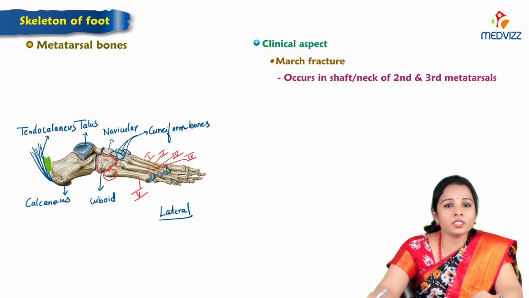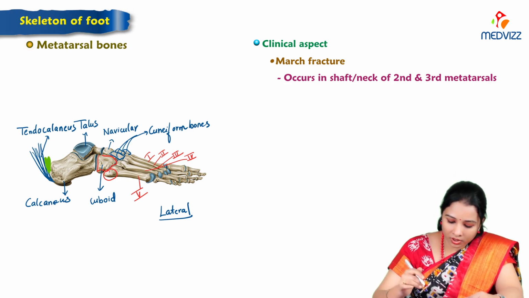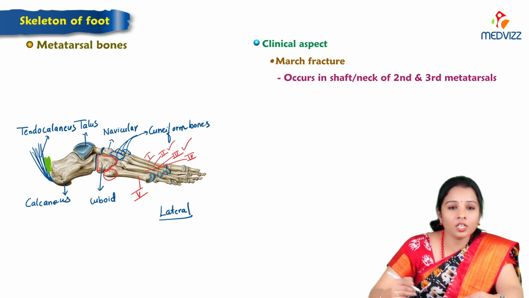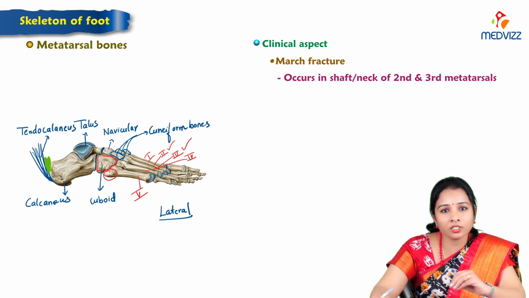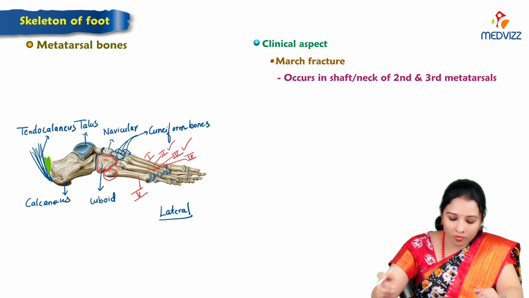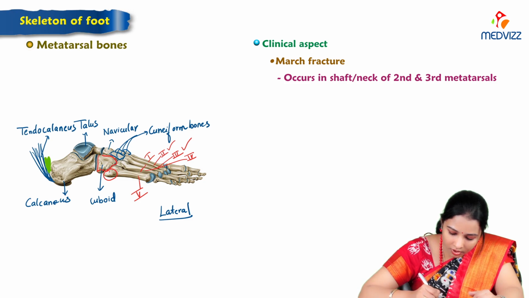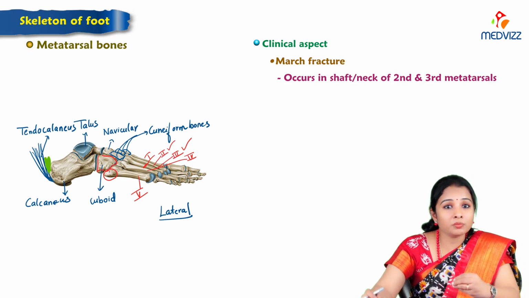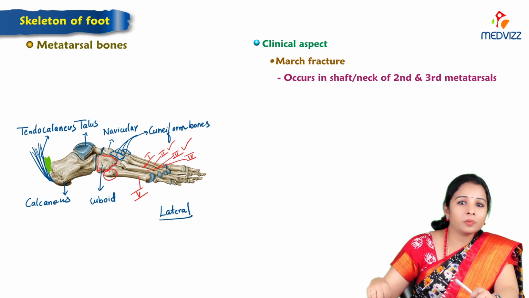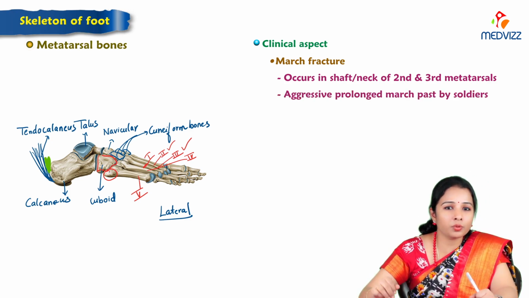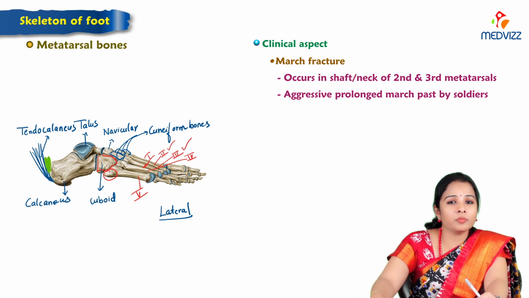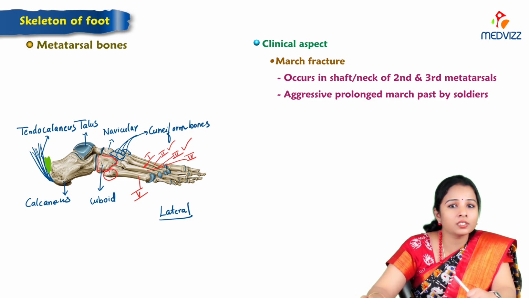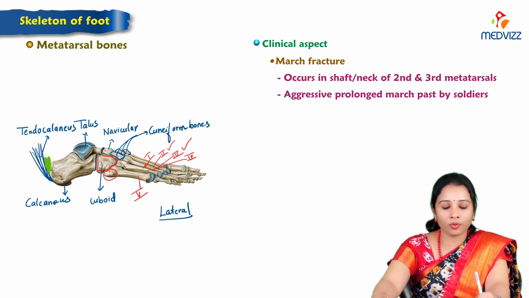It typically occurs in the shaft or the neck of the 2nd and 3rd metatarsals. So you can see here, this is 2nd and 3rd metatarsal bones. So it occurs along the shaft or the neck, somewhere here, of the 2nd and 3rd metatarsal bones. This fracture, that is March fracture, is because of march past by the soldiers. Due to aggressive prolonged march past of the soldiers, it may result in the fracture of the neck and the shaft of 2nd and 3rd metatarsal bones.